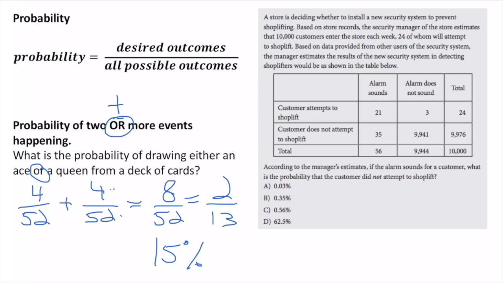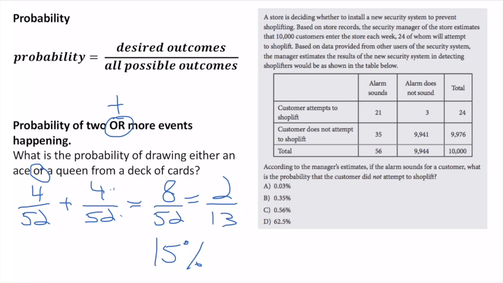Here we have a store deciding whether to install a new security system to prevent shoplifting. Based on store records, the security manager estimates that 10,000 customers enter the store each week, 24 of whom will attempt to shoplift. Based on data provided from other users of the security system, the manager estimates the results of the new system in detecting shoplifters would be shown in the table above. Now, that was a whole bunch of reading that I necessarily didn't have to do. If I just take a quick look at the chart, I can decipher what it's trying to tell me.